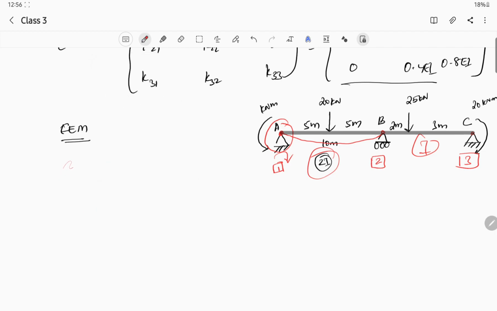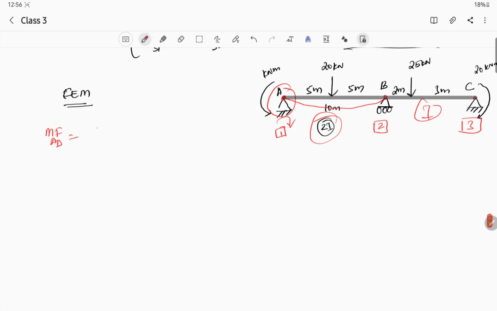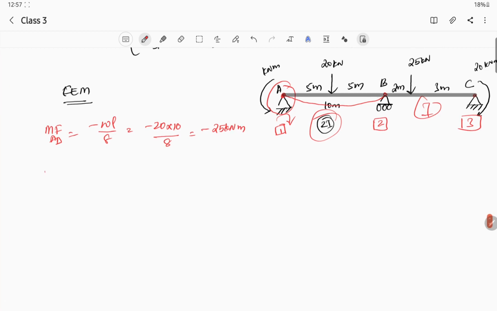Fixed end moments. So that means MFAB is equal to minus WL by 8, which is equal to minus 20 into 10 divided by 8, which is equal to minus 25 kilonewton meter. Then what about MFBA? It will be plus WL by 8, isn't it? So it will be plus 25 kilonewton meter.